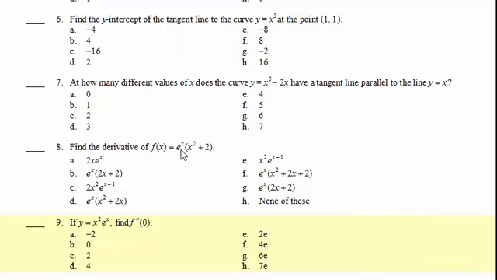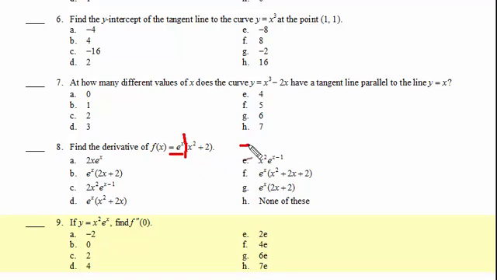Find the derivative of e to the x times x squared plus 2. Now in this case we have to use the product rule because there are 2 functions here, right? It's a product of 2 functions. One of the functions is e to the x, the other function is x squared plus 2. The product rule is the prime of this whole thing is the prime of the first factor times the second factor plus the first factor times the prime of the second factor.